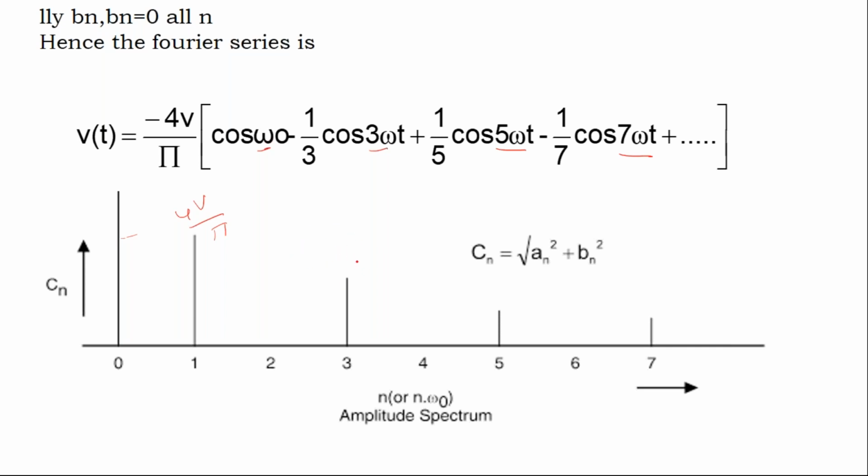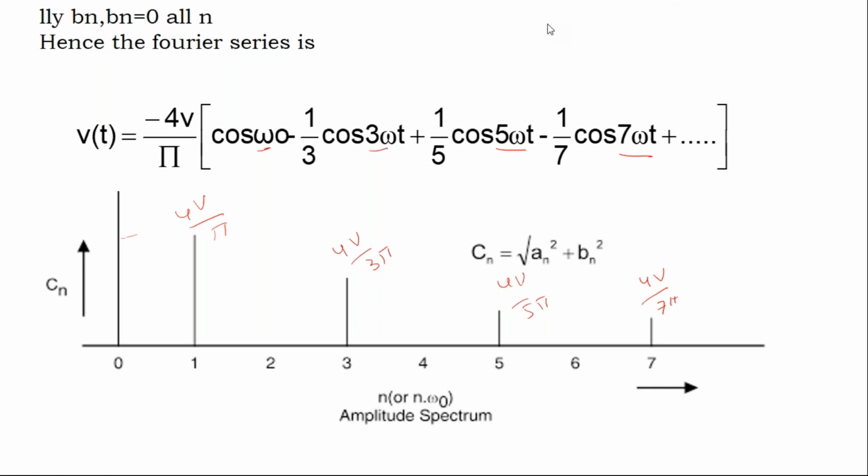Now, what is this amplitude? This amplitude is 4v by 3 pi. Now, please try to understand. If you compare 4v by pi and 4v by 3 pi, 4v by pi gives the higher value. And this is 4v by 5 pi, and this is 4v by 7 pi. This represents the amplitude part, and you are plotting frequency versus amplitude, so this spectrum you can call the amplitude spectrum.